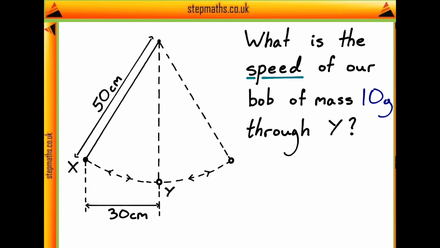Now it's worth noting at this point that the mass of our bob given in the question is written as 10g, but since it's a mass, this g must mean grams rather than being the acceleration due to gravity, which would be a weight. It's just a small point, but it's something which people might trip up on in the rush of an exam.